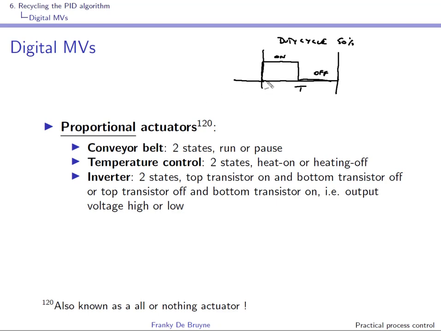Well, for a proportional actuator, and you take for instance the example of the conveyor belt, the output discharge will be directly proportional to the duty cycle, right? If you take temperature control, the amount of energy that goes to the system will be proportional to the duty cycle. And for the inverter, the output voltage will be directly proportional to the duty cycle. This is where this name proportional actuator is coming from.